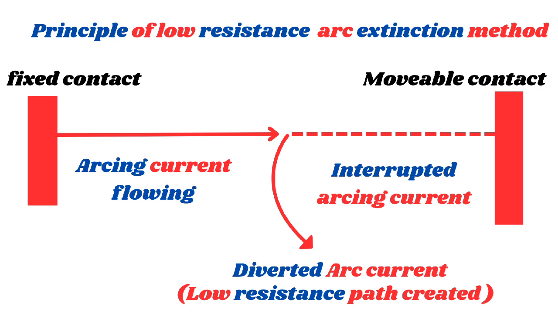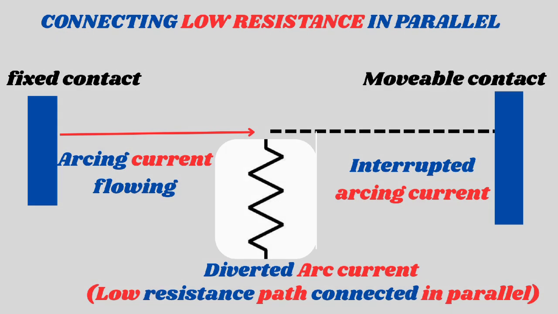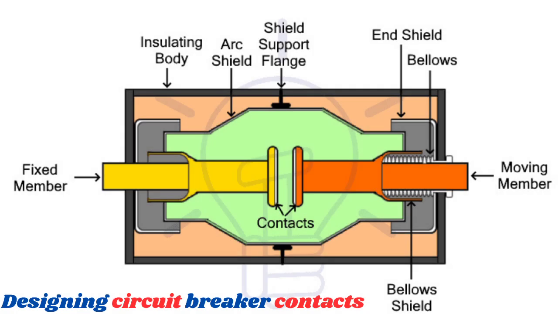There are several ways to implement the low-resistance method, including: 1. Introducing a low-resistance shunt. A low-resistance shunt can be introduced in parallel with the arc to divert the current away from the arc. The shunt provides a low-resistance path for the current to flow, reducing the current through the arc. 2. Using a parallel resistor. A parallel resistor can be used to provide a low-resistance path for the current to flow. The resistor can be designed to have a lower resistance value than the arc medium, allowing the current to bypass the arc.